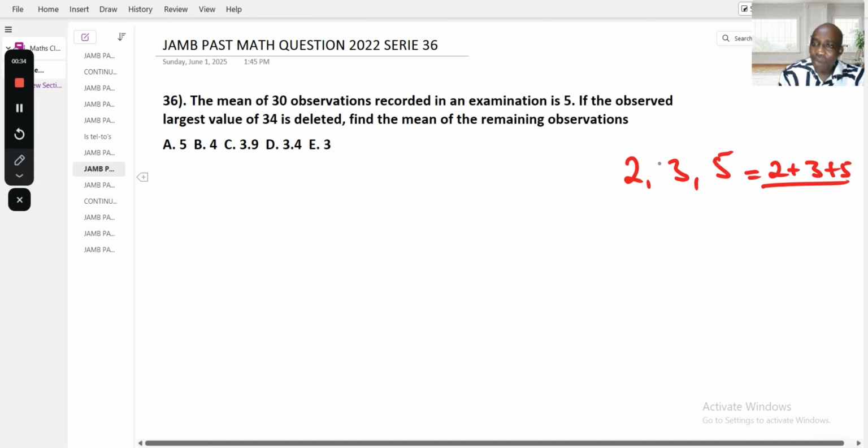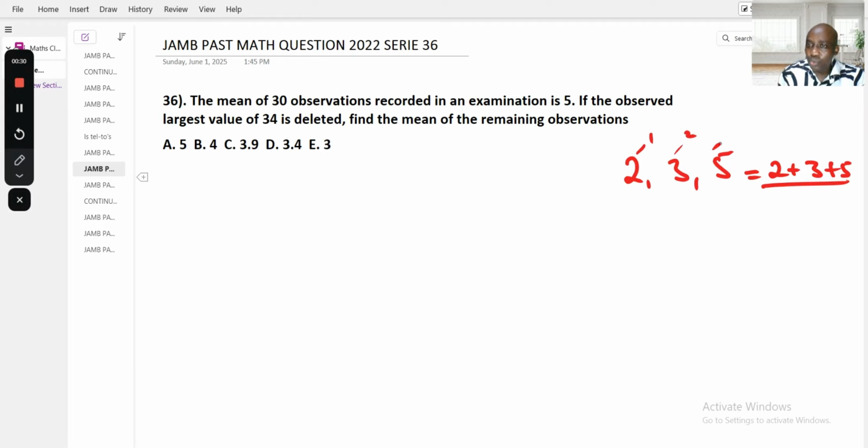Divided by how many digits here? This one, 1, 2, 3, divided by 3. It means 2 plus 3 is 5, 5 plus 5 is 10. 10 divided by what? By 3. That's how you get your mean. But now this question says the mean of 30 observations recorded in an examination is what? Is 5. If the observed largest value of 34 is deleted, find the mean of the remaining observations.